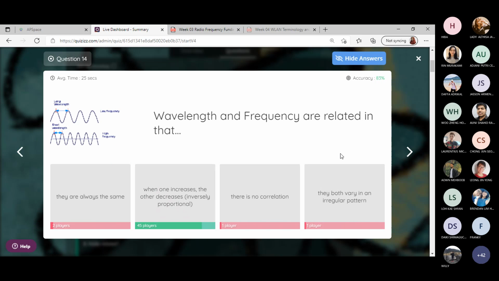Okay, wavelength and frequency are related. They contradict each other. If high frequency, wavelength will be low. When one increases, the other will decrease. As I mentioned just now, gamma ray is high, but the wavelength is short. Radio wave is low compared to gamma, but the wavelength can travel far. Right. That's why this one is the answer.